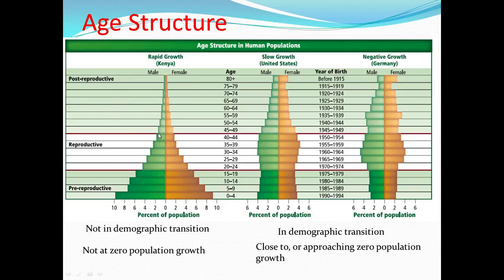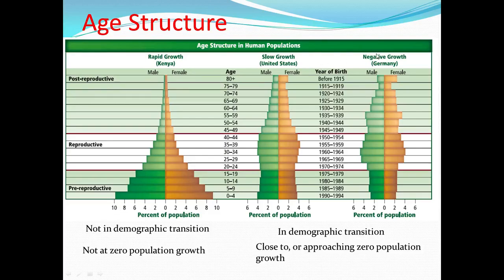That means this country is definitely not in demographic transition. They are not at zero population growth, because this 10% of 0 to 4-year-olds is going to be moving up like this as they get older, assuming they don't die due to things like famine, disease, and things like that.